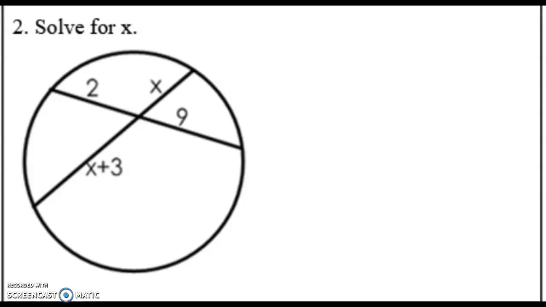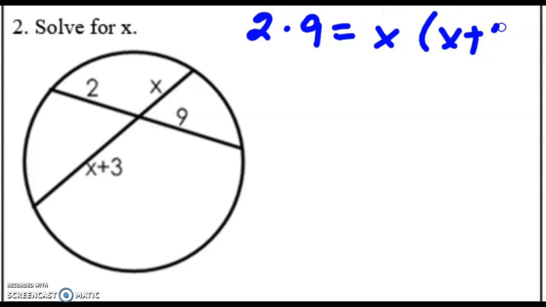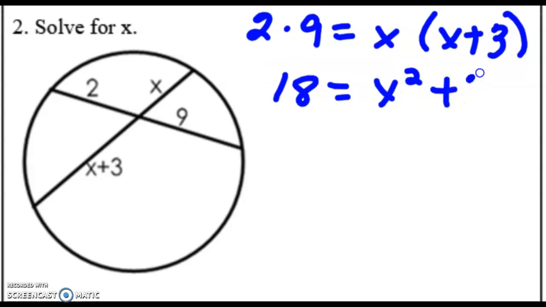Okay, similar situation here. Two chords are intersecting, and we're just going to use the idea of part times part equals part times part. This one, obviously, a little bit more work is involved, 2 times 9. And the other way is x times x plus 3. So you're thinking in your mind, yes, let's do a quadratic. A little distributing, setting equal to 0.